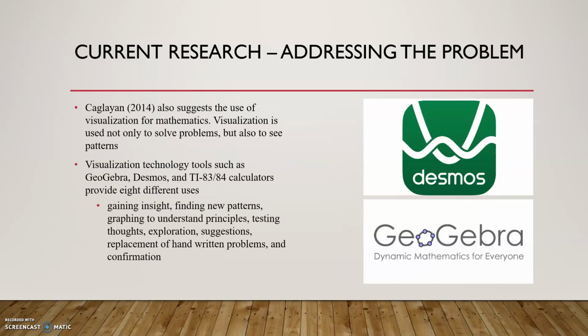Kaglian also suggests the use of visualization. Visualization is not only used to solve problems, but also to see patterns. And technology tools such as GeoGebra, Desmos, and using those TI graphing calculators provide 8 different uses: gaining insight, finding new patterns, graphing to understand principles, testing thoughts, exploration, suggestions, replacement of handwritten problems, and confirmation.